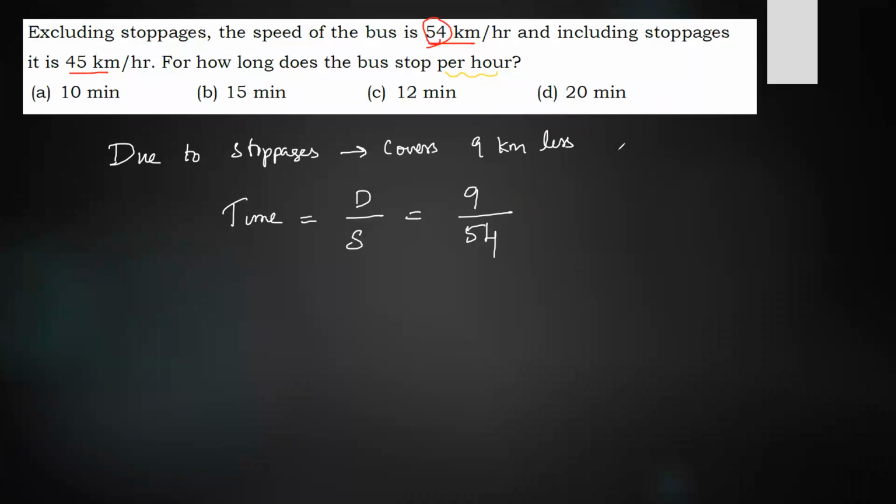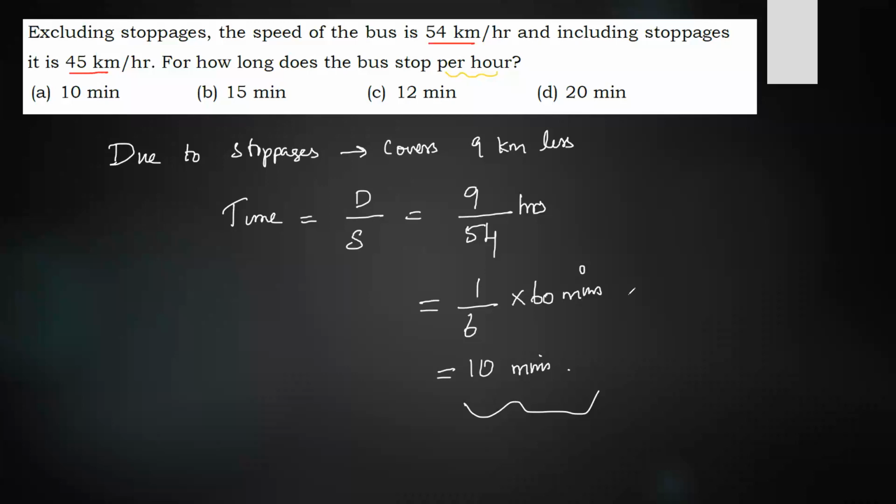We need it in minutes, right? So just convert into minutes. So 1 by 6 hour. Multiply by 60 minutes, and you will get 10 minutes. So for each hour, the bus stops for 10 minutes. Is it clear?